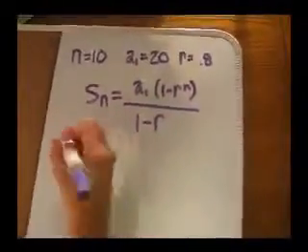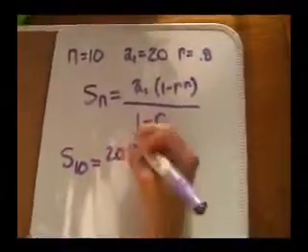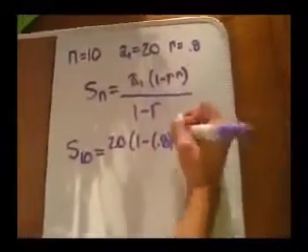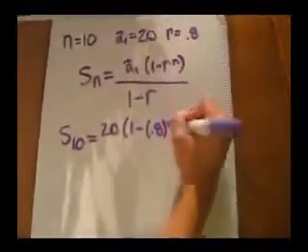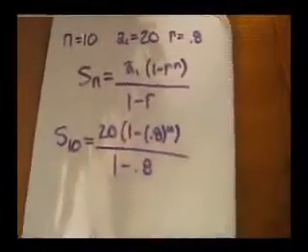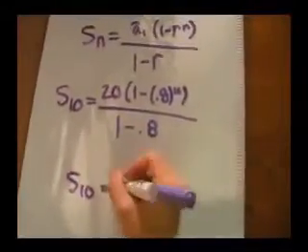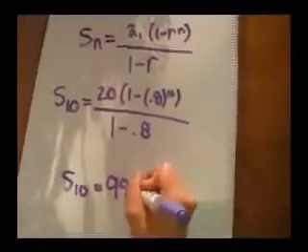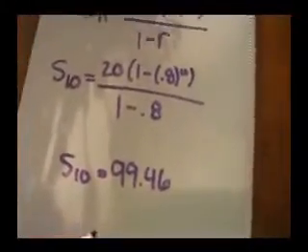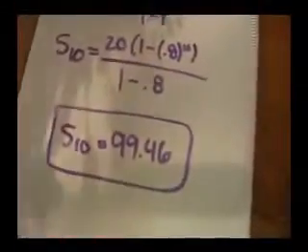Alright, so plug in the values. S sub 10 equals 20 times 1 minus 0.8 to the 10th, all over 1 minus 0.8. So when you do all that math, you come out with 99.46. Wow, that's pretty crazy. Really? Yeah, 99.46 feet.